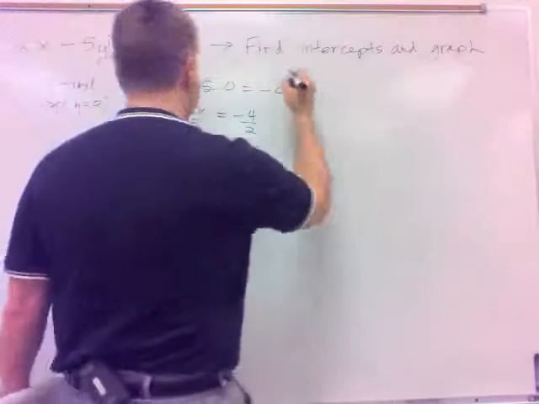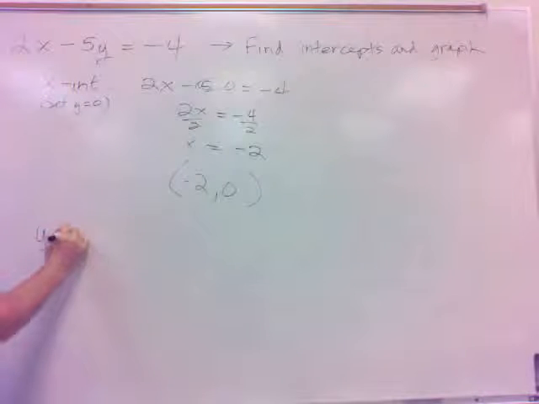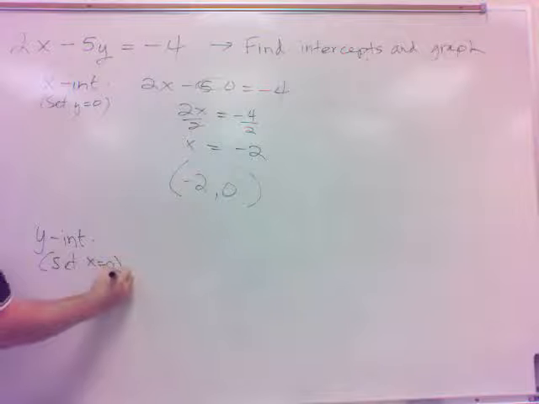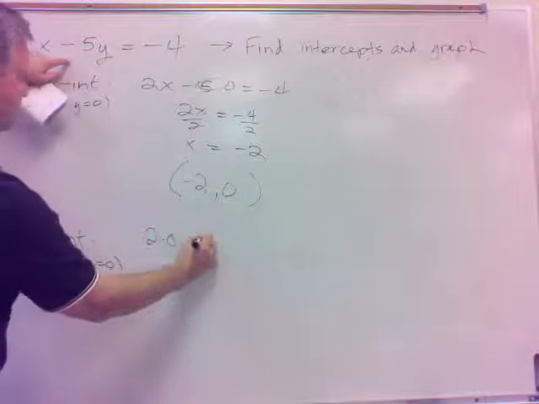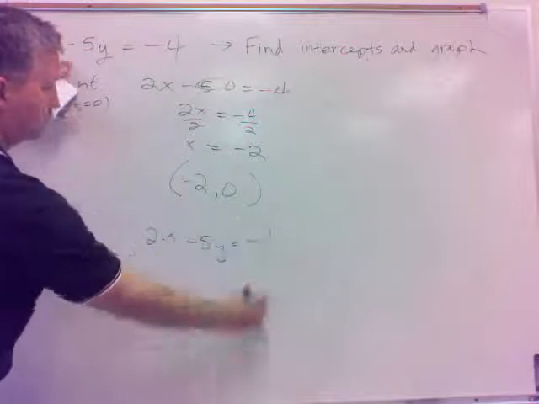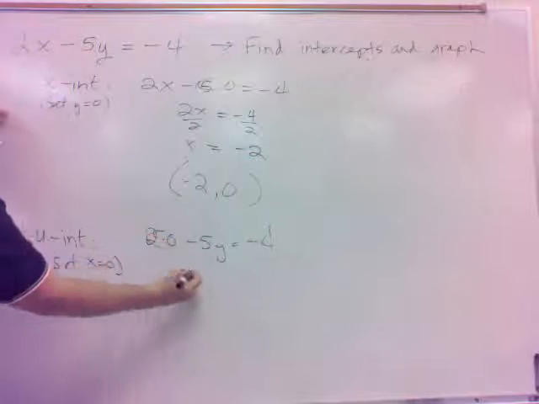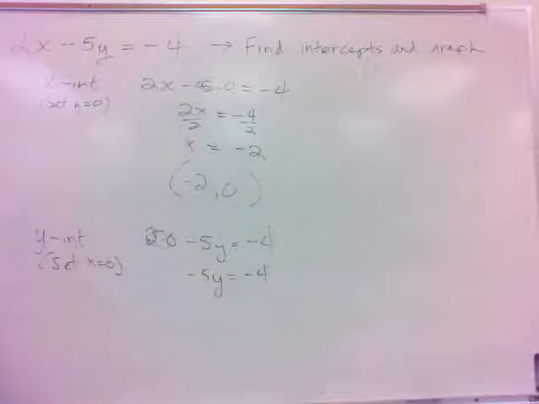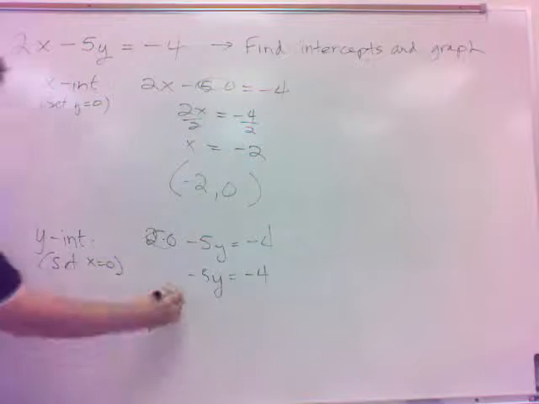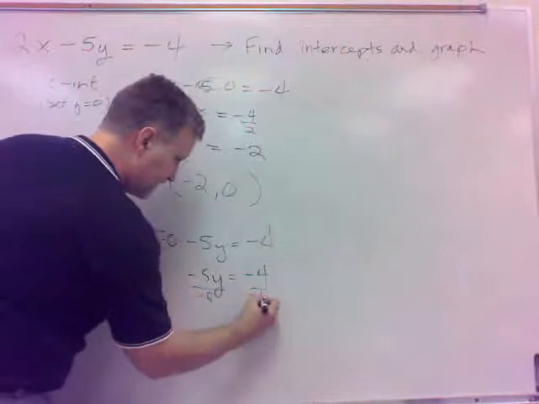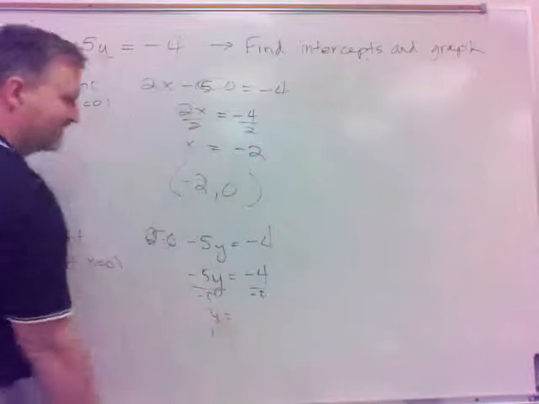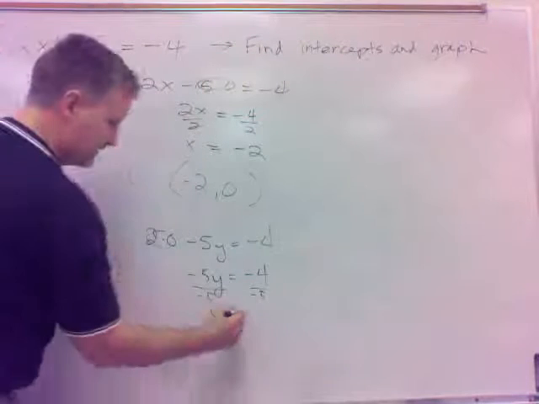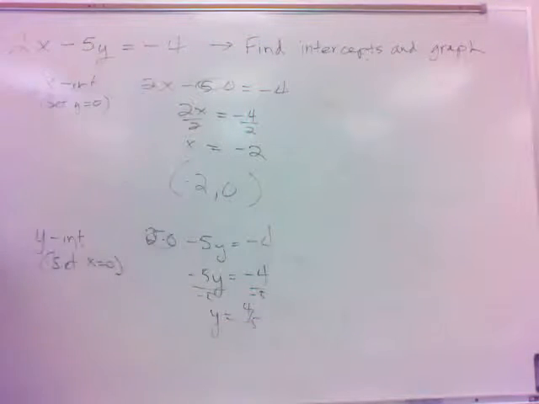All right? The y-intercept then is, we set x to be 0. 2 times 0 minus 5y equals negative 4. That zeroes out, and again, be sure to bring down that negative 5. y equals negative 4. Divide by negative 5. What do we get? A negative divided by a negative is a positive 4/5 or 0.8, however you prefer.